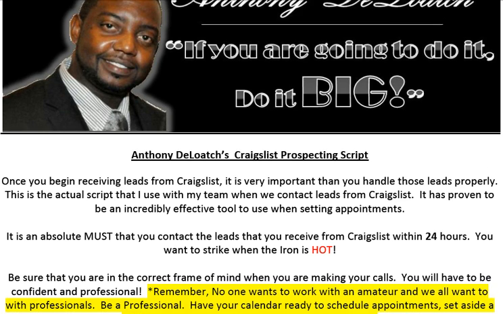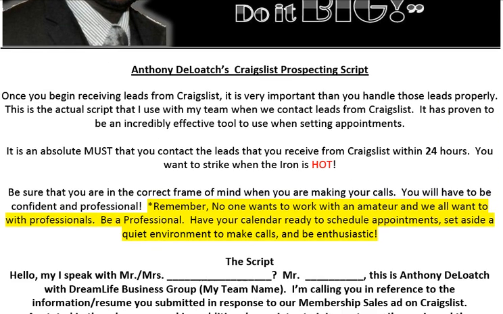You also want to be in the correct frame of mind when you're making your calls. You have to be confident and professional. Remember, no one wants to work with an amateur; we all want to work with professionals. Have your calendar laid out and ready so you can schedule your appointments. Set aside a quiet environment to make your calls and be enthusiastic. This is very, very important. You don't want to end up double booking yourself and having to cancel appointments, because it's unprofessional. Be professional in everything you do.